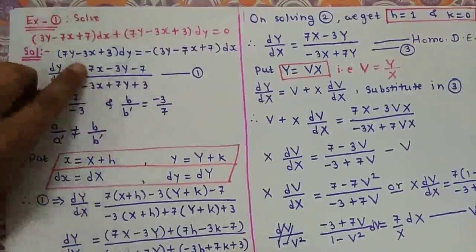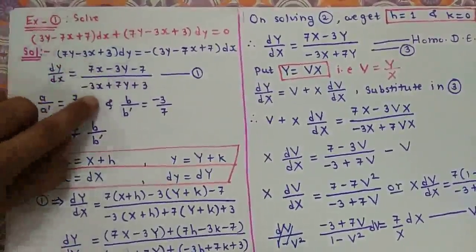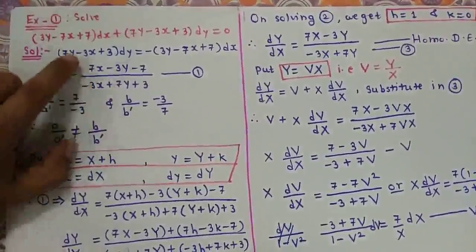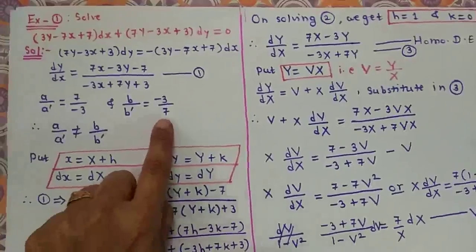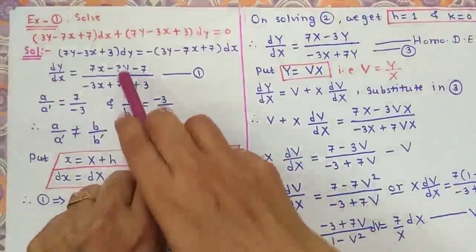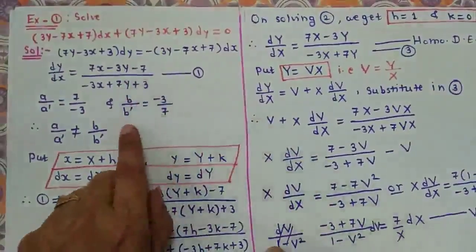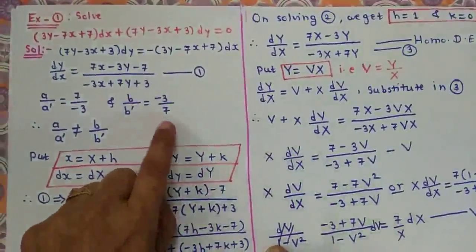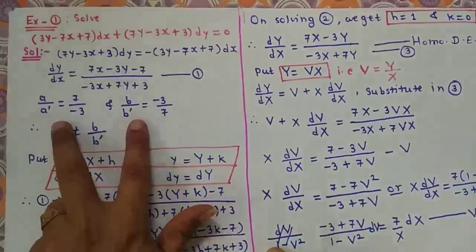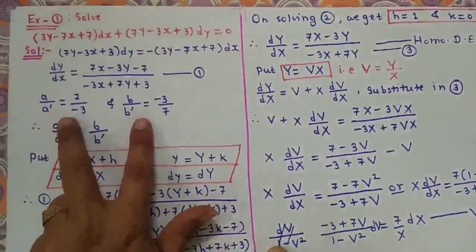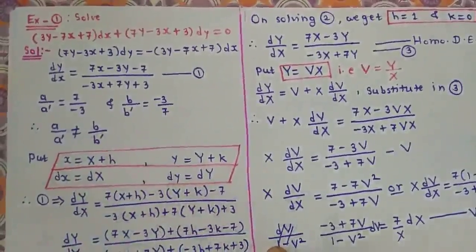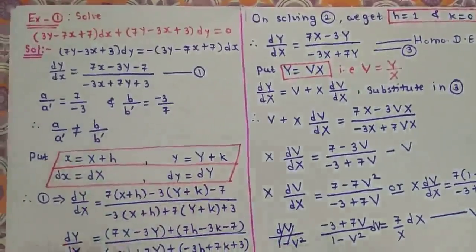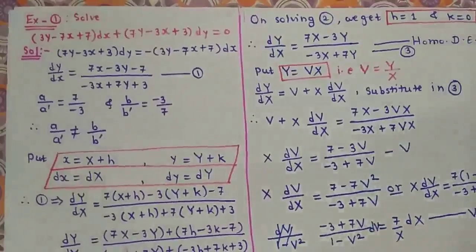Here in numerator coefficient of x is 7 and in denominator it is minus 3. So a upon a dash is 7 upon minus 3. And for coefficients of y, in numerator the coefficient is minus 3 and in denominator it is 7. So b upon b dash is minus 3 by 7. Now if you observe, these two ratios are not equal, right? And that's why here we use the first case. So in the first case we use the substitution.